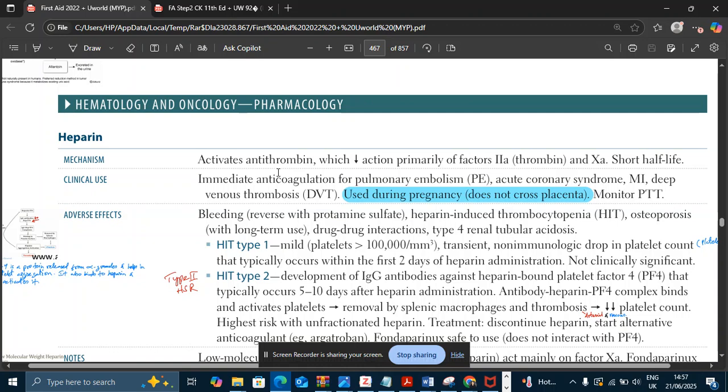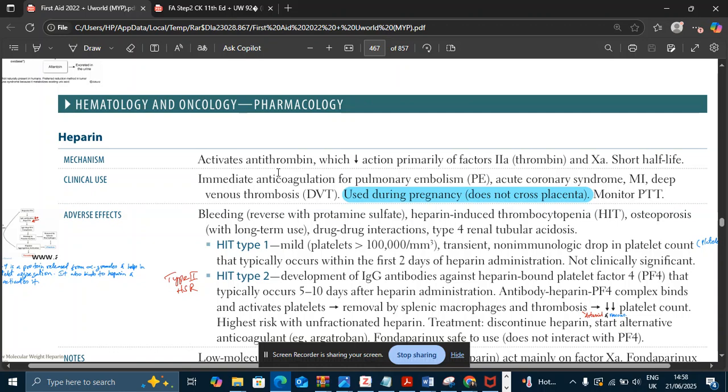Okay, in contrast, unfractionated heparin binds to antithrombin 3, and which in turn inhibits both factor 10A and factor 2A directly. Okay, so that's why unfractionated heparin is more effective in inactivating thrombin than low molecular weight heparin.